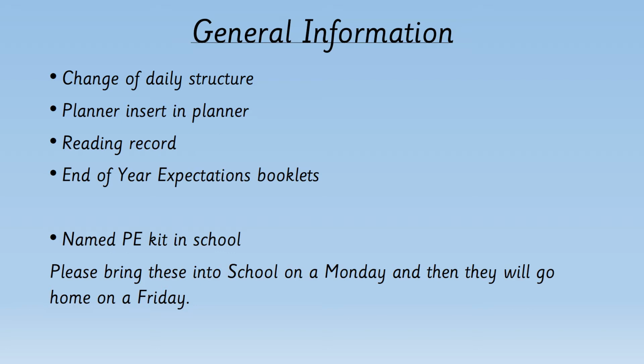You'll also have sent home at the end of the autumn and spring term an end of year expectations booklet. So this has objectives of what we'd like your child to meet by the end of the year. So at the end of the autumn term we'll highlight the objectives that they have met in one colour, and at the end of the spring term we'll add to those with a different colour of when they've met more objectives. By now your child should have brought a named PE kit into school. These should be brought into school on a Monday, and then they will go home on a Friday.